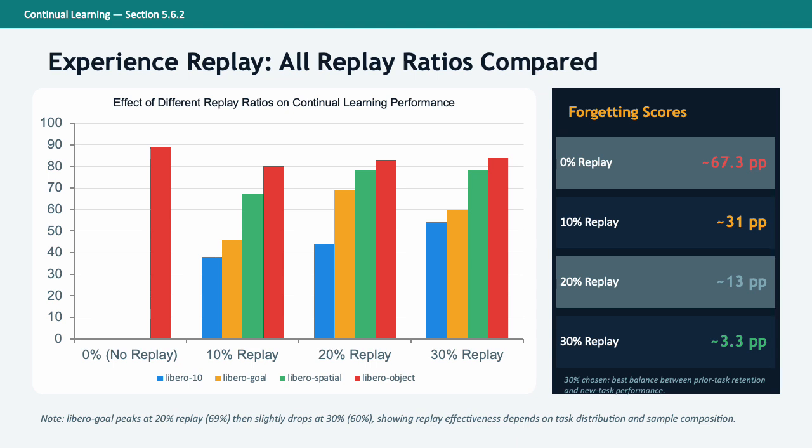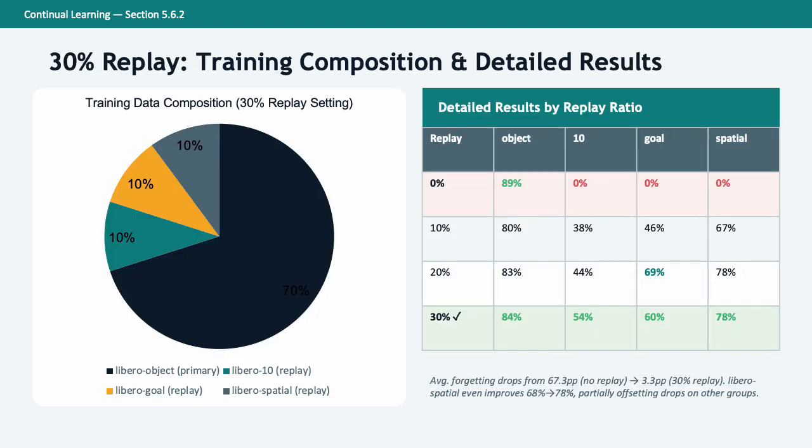As the replay ratio increased, the model became much better at retaining knowledge from earlier tasks while still learning the new task. Most importantly, the average forgetting score dropped dramatically from over 67 percentage points without replay to just over 3 percentage points with 30% replay. This suggests that even a relatively simple replay mechanism can be highly efficient. Now, while replay clearly improved knowledge retention, as we have seen, we also wanted to determine which replay ratio provided the best overall balance.